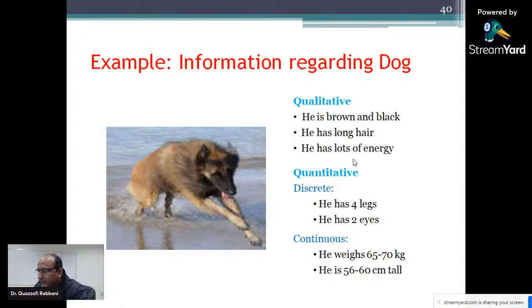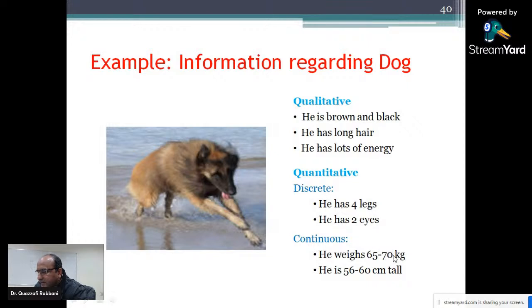Now the quantitative information, and in quantitative information the discrete values. For example, he has four legs. So you just count the legs, and this is the individual discrete value. Four legs. He has two eyes. So this four and two are the discrete observations. Now for continuous, if you say the weight is between 65 to 70 kg, the weight of this dog is 65 to 70 kg.